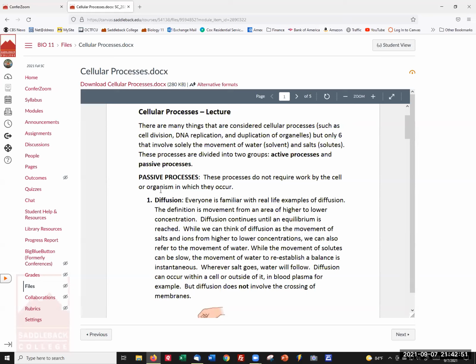And the first of these 4 passive processes is so ingrained in all biology students, we shouldn't have much trouble. It's diffusion. Everybody knows real life examples of diffusion. It's a movement from an area of higher concentration to lower concentration. And that movement continues until an equilibrium is reached.